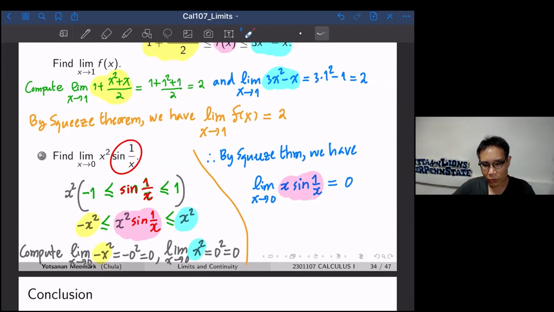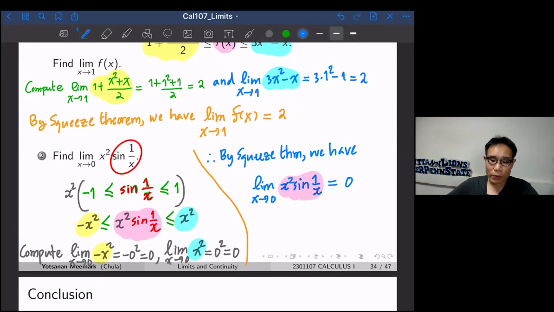So by the squeeze theorem, it allows you to conclude that the limit of the middle function, which is x squared, sorry, I forgot my square here, x squared sine 1 over x, turned out to be equal to 0.